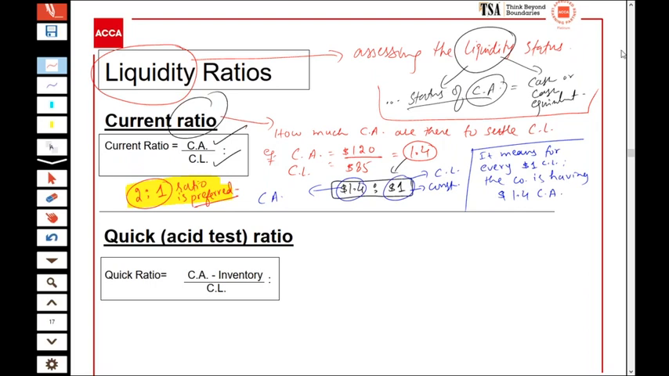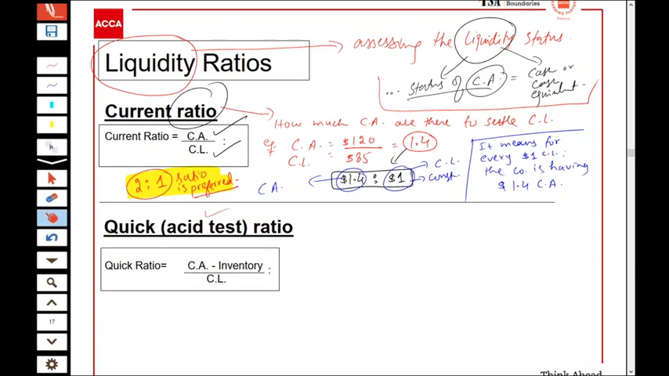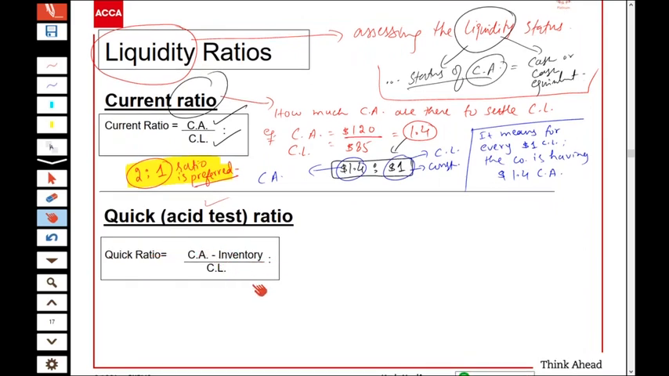And there is another, the quick or acid test ratio. The quick ratio is current assets minus inventory upon current liabilities, excluding inventory. Why? Because inventory is something which is not easily converted into cash. So we need a very quick, fast ratio, excluding inventory.